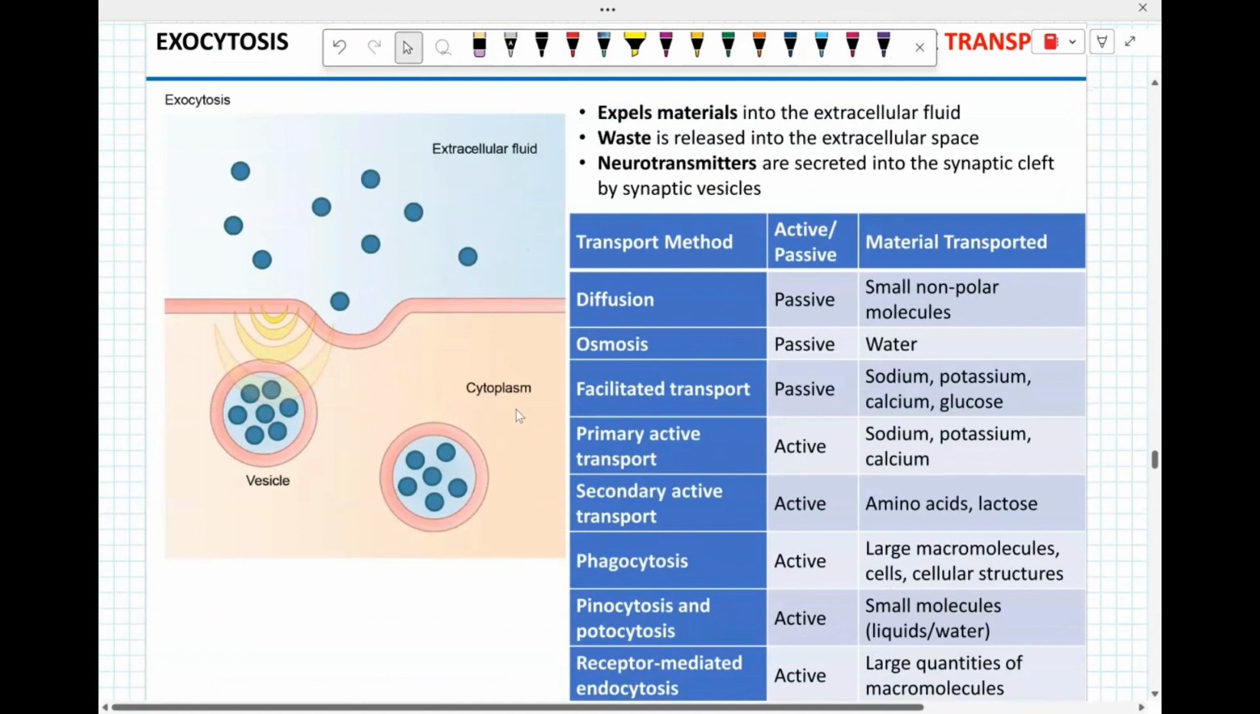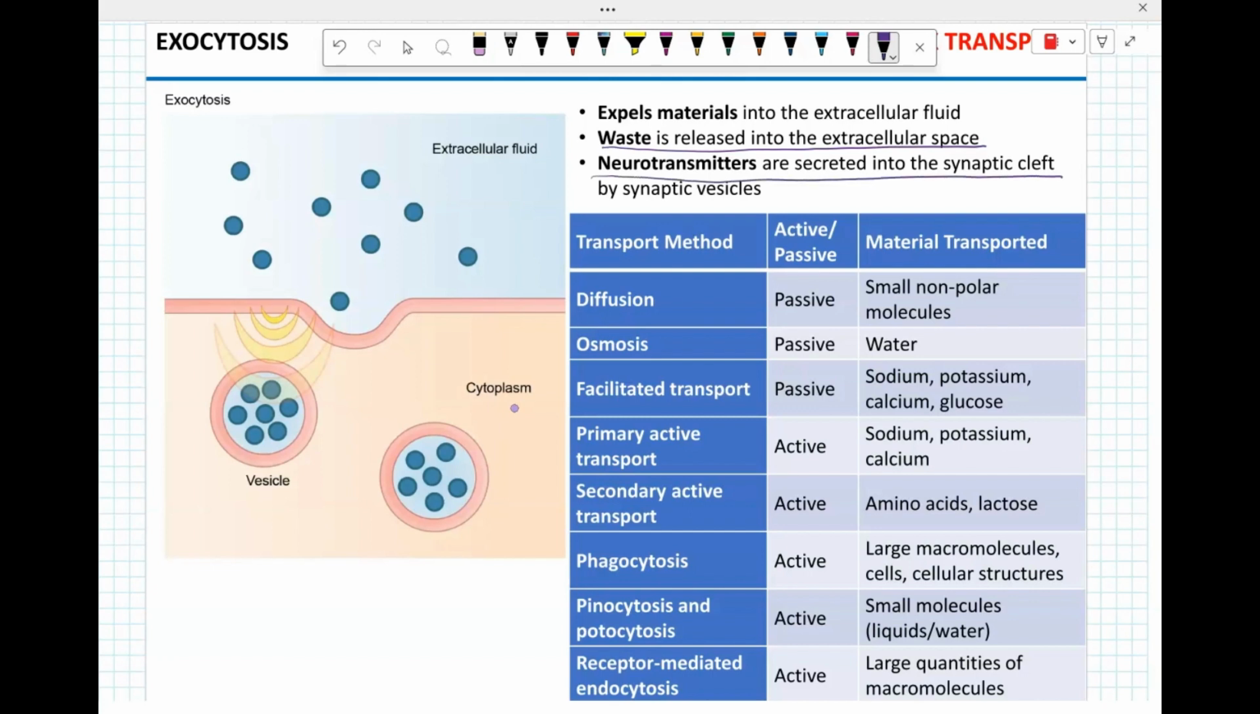Now, exocytosis is the type of bulk transport that doesn't bring the compounds in, but rather moves the compounds out. It can be crucial for the release of various waste into the extracellular space. Neurons release neurotransmitters by the mechanism of exocytosis, where a vesicle fuses to the plasma membrane of the cell and releases its content in the extracellular space.